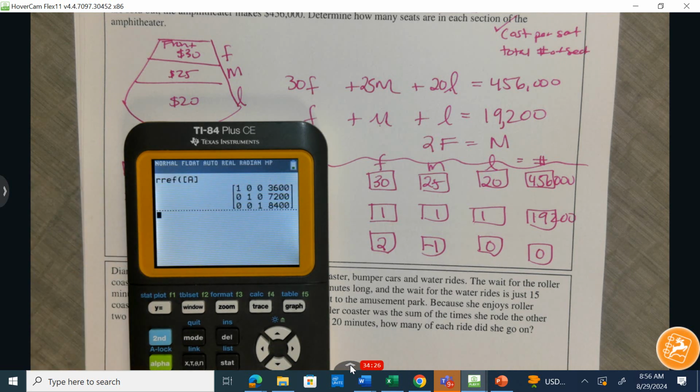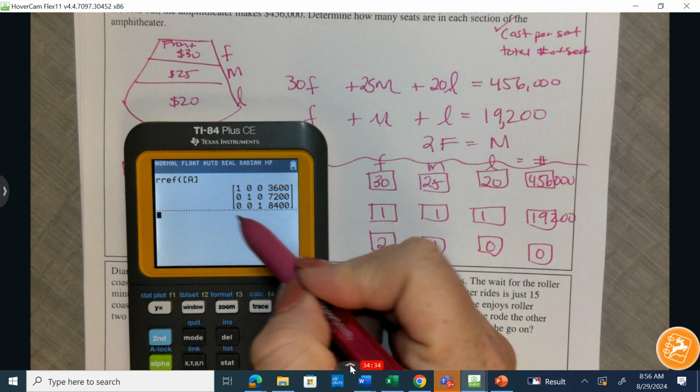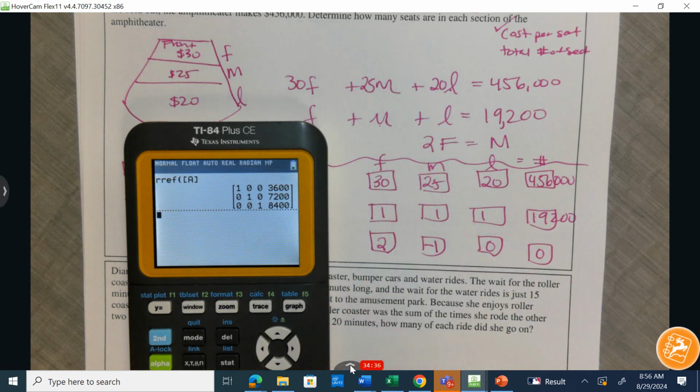substituting the matrix. What does this mean? How do I know within your groups which value, because we do have the identity matrix, so these are correct, which value represents the front, or the lawn, the number of lawn seats, or the middle? Talk in your groups right now. Go. Talk in your groups.